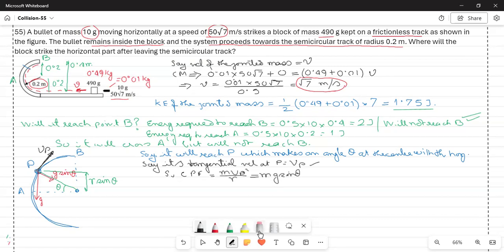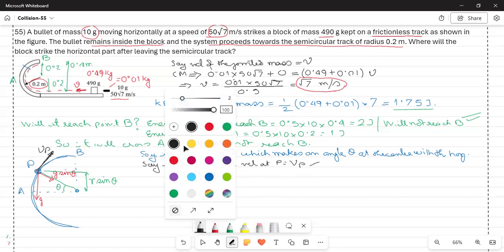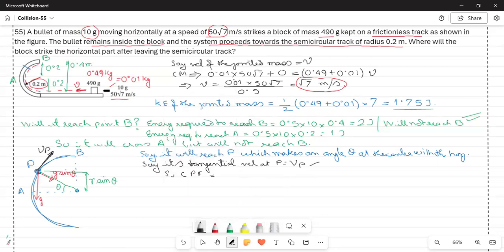This is becoming a little bit clumsy. So let me write it very clearly once again. Centripetal force is mvt square by the radius r is equal to mg sin theta.